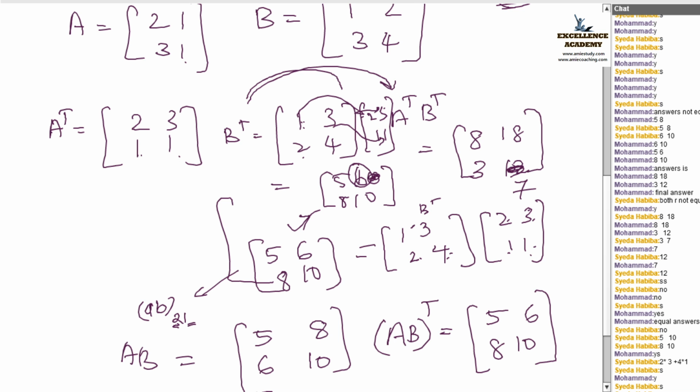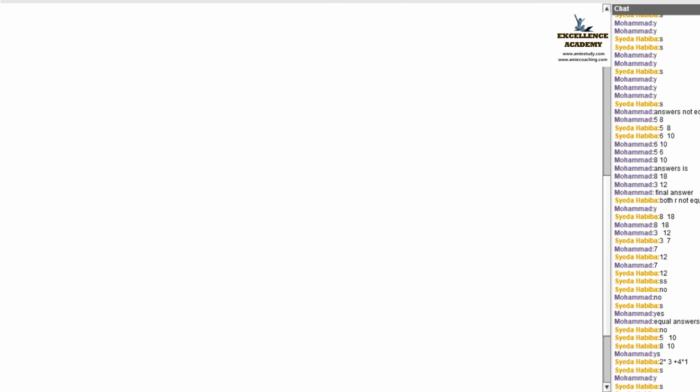Okay. So we have found a relation that AB the whole transpose will be equal to B transpose into A transpose. Is it clear?